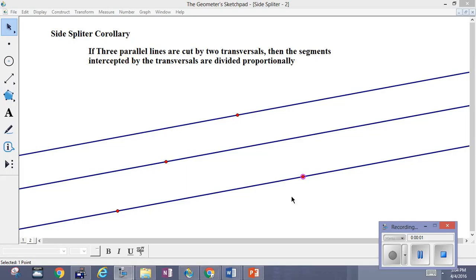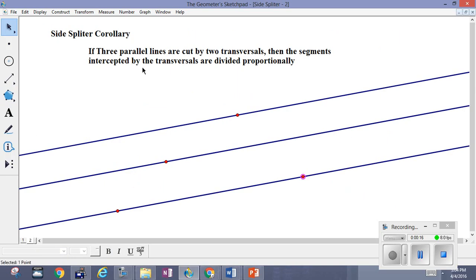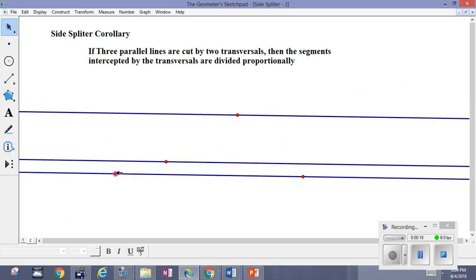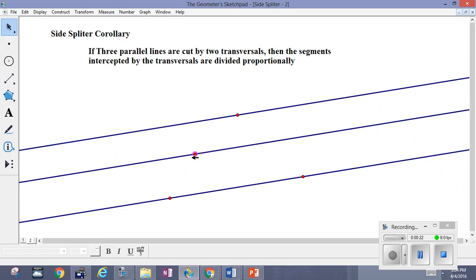Okay, here we are talking about a corollary to the side splitter theorem. A corollary is just an extension of that side splitter theorem, which we looked at over here where we got this top to bottom ratio. So, this says we start out with three lines that are parallel. Now, any way in which I move these, the parallel nature still remains.